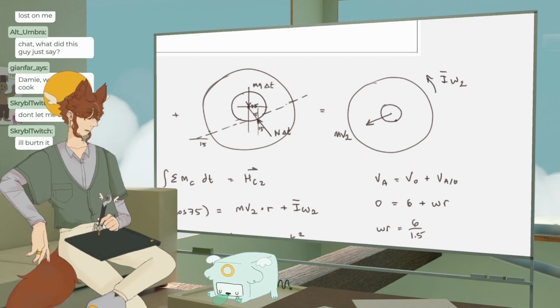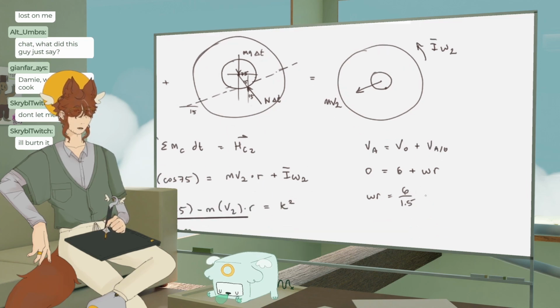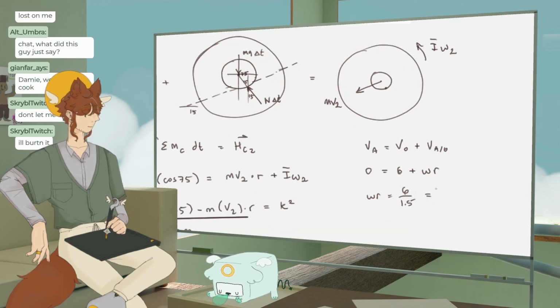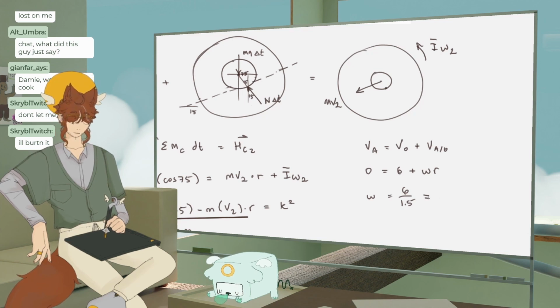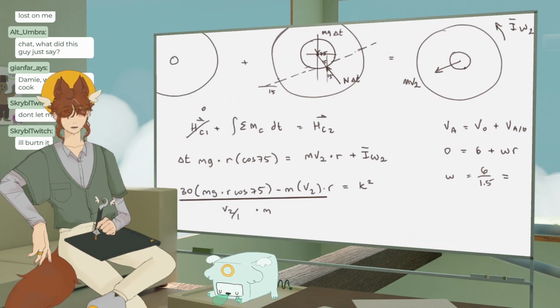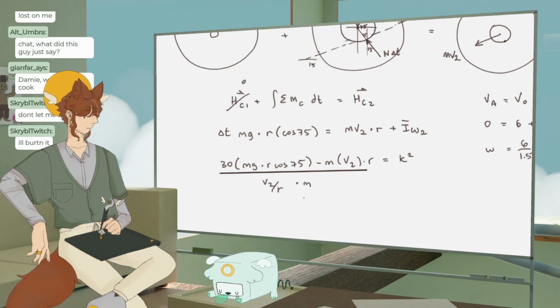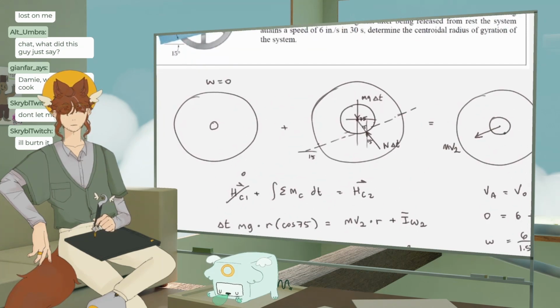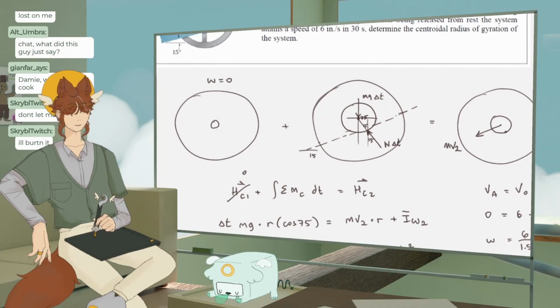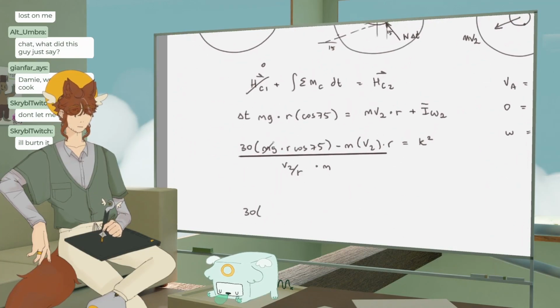We need to cook. It is omega R. Oh, what's 6 divided by 1.5? I don't know. 4. I didn't need to do that either. I can just do this. Okay. 30 times, how much did this weigh? I forgot. Uh-oh, I don't know how much it weighs. Oh, it doesn't matter. Going away.